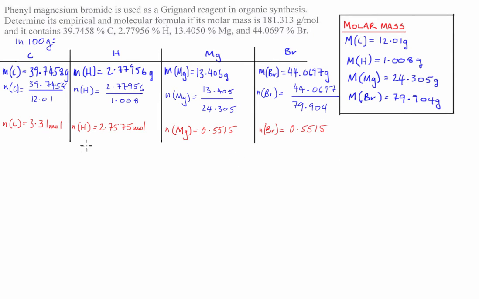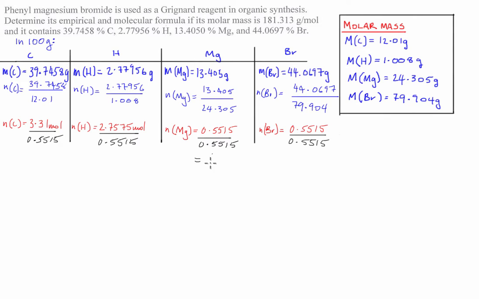Now, hopefully you guys are aware of how empirical formula questions work. What we have to do now is find the ratio of these elements to each other. The way that we do that is we find the smallest molar quantity, which in this case is a perfect tie between magnesium and bromine. So we're going to divide every number by the smallest value. So here it's divided by 0.5515, divided by 0.5515, divided by 0.5515, and this one is divided by 0.5515.